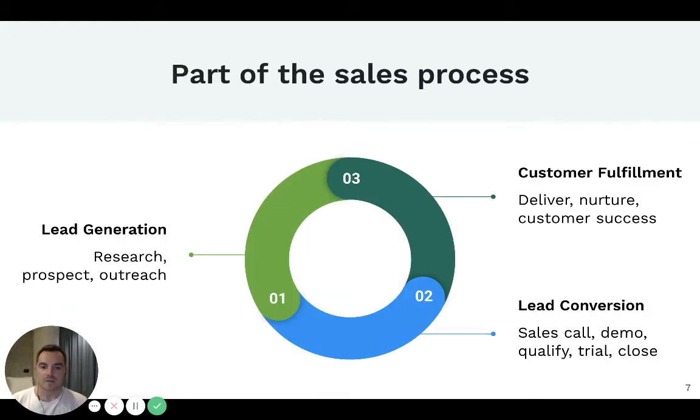And also it's part of the sales process. So the prospecting part is at the very beginning, the lead generation stage, where you research, you prospect, and you do the outreach. Then that evolves into the lead conversion. So that's typically during a sales call or a demo or a free trial if your product has a free trial. And then there's obviously a close when they become a paying customer. And the final part of that sales process is the customer fulfillment. So that's where you deliver the value, you nurture the customer, and you ensure that they succeed in using your product.